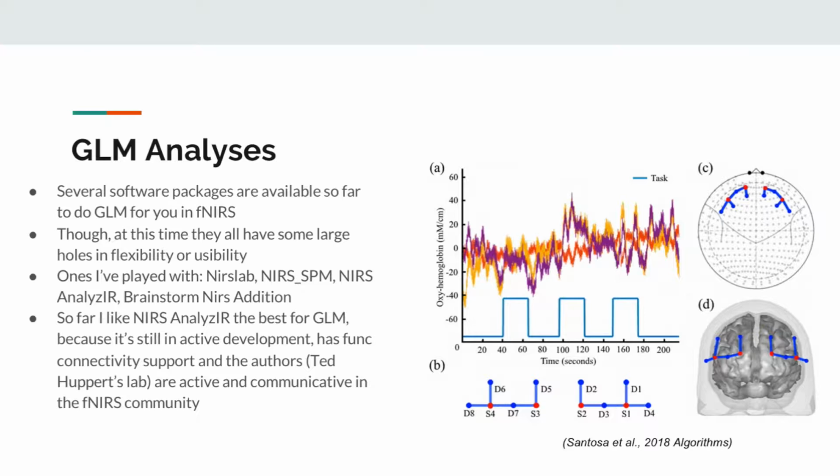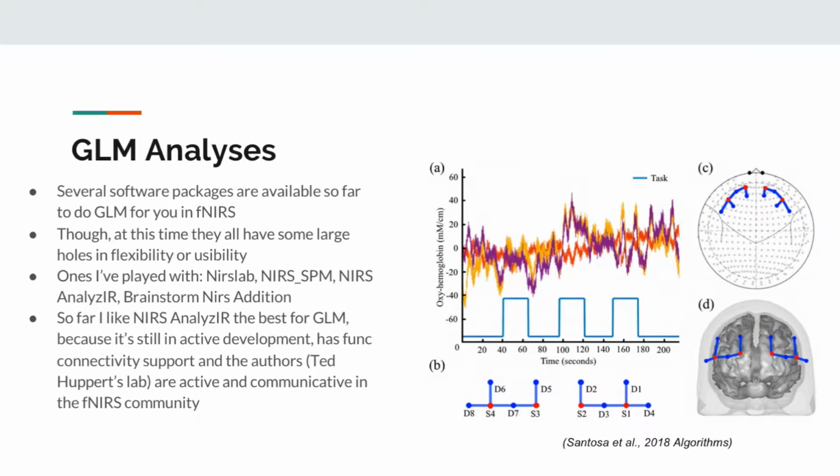There are several software packages available for doing GLM with your fNIRS data, though at this time I think they have some large holes in flexibility or usability, especially compared to the stuff that we're used to with fMRI analysis like SPM and AFNI. The ones that I've played with the most are NIRS Lab, NIRS SPM, NIRS Analyzer, and then the NIRS addition to Brainstorm, which is usually used for EEG and MEG analysis.